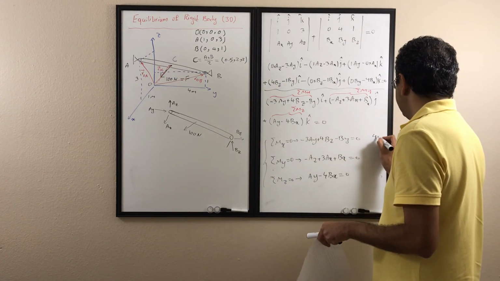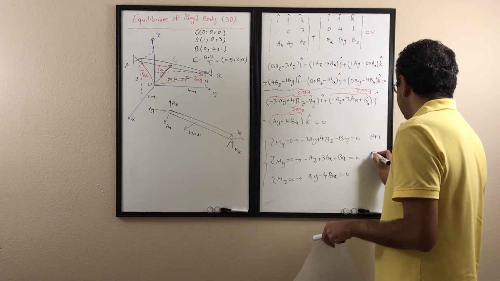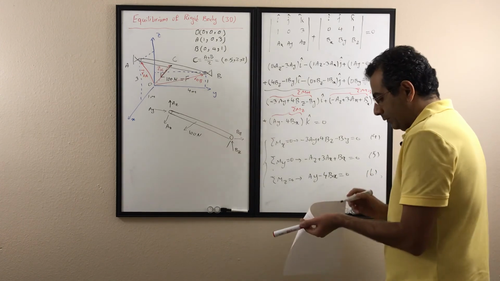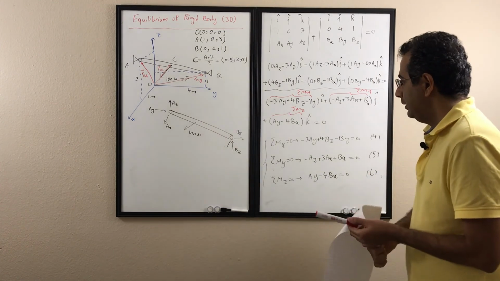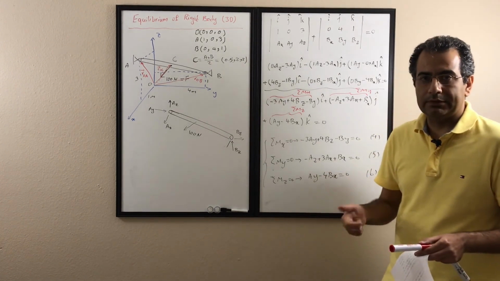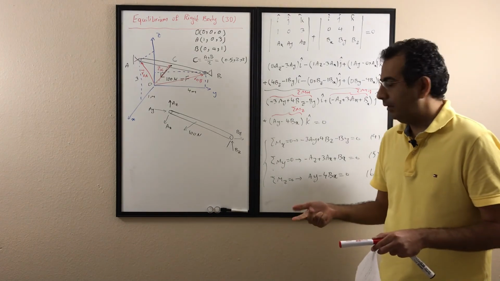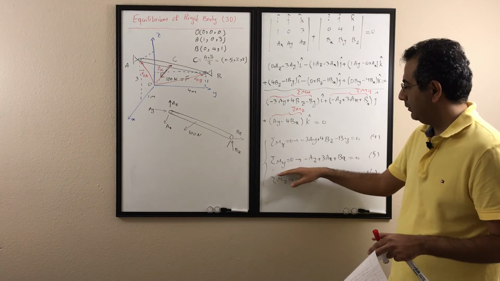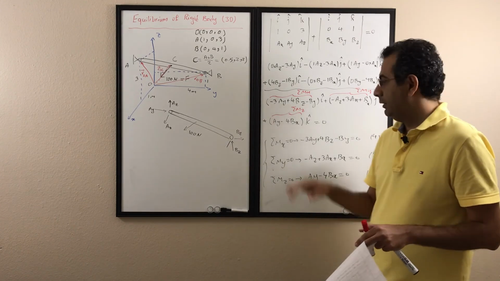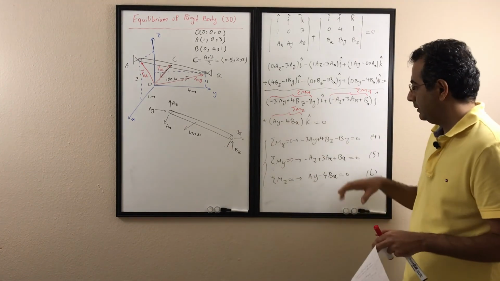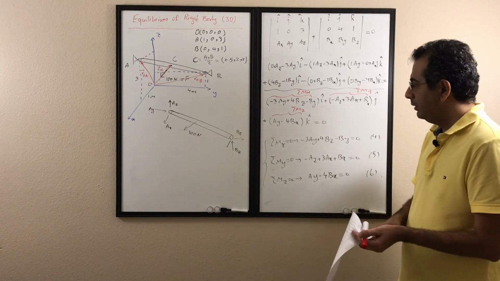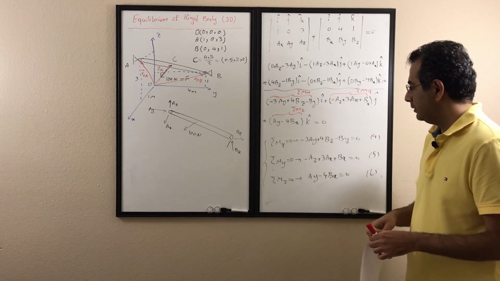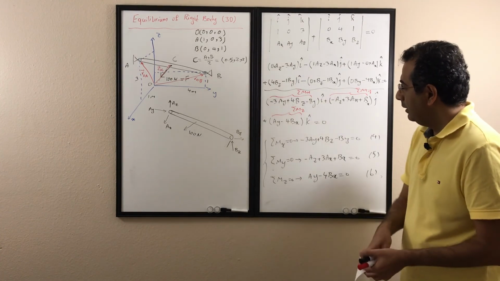So this is going to be equation 4, equation 5, and equation 6. So we have 6 equations. Three of them are sigma Fx = 0, sigma Fy = 0, sigma Fz = 0, and here we have sigma Mx = 0, sigma My = 0, and sigma Mz = 0. So in total we have 6 equations. So if we solve these equations simultaneously, we will get the result.